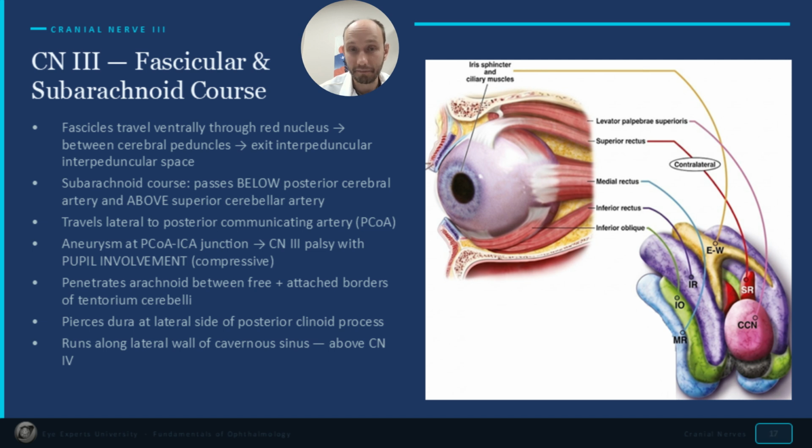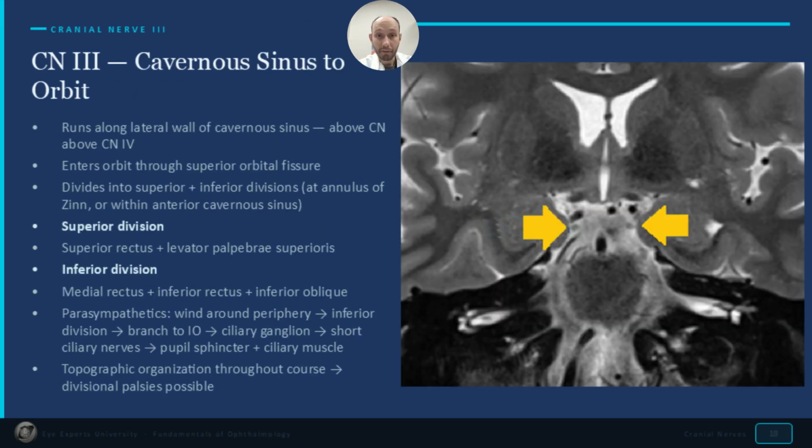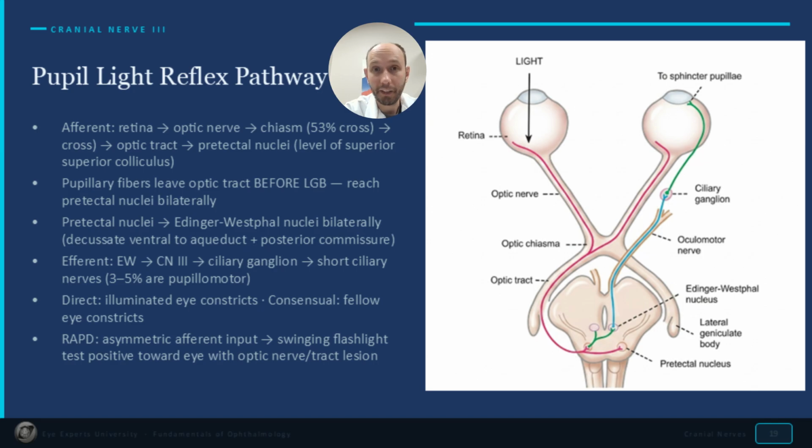is compressive. Now, as we remember, the pupillary fibers are the ones that run on the outside of the nerve. Therefore, if you have a compressive optic neuropathy, the pupil will be affected before the motor function. As I remember from the anatomy lectures, the cranial nerve 3 does run through the cavernous sinus, and then it splits into the superior and inferior divisions after it goes through the superior orbital fissure. Let's talk about the pupillary light reflex.